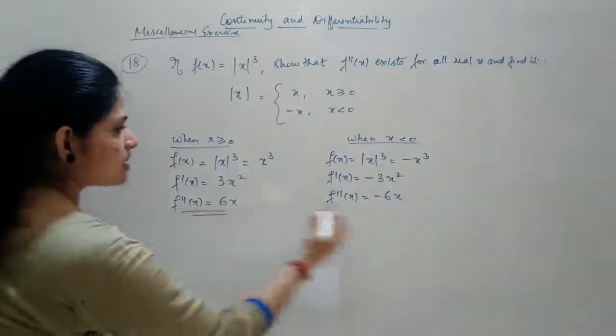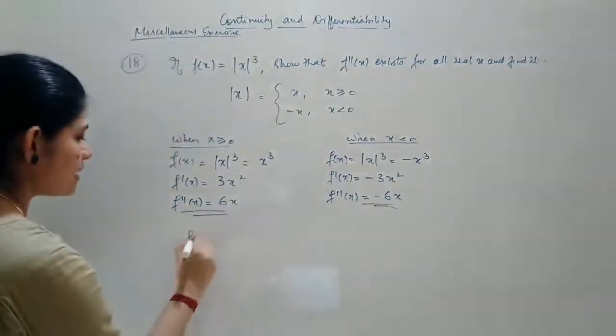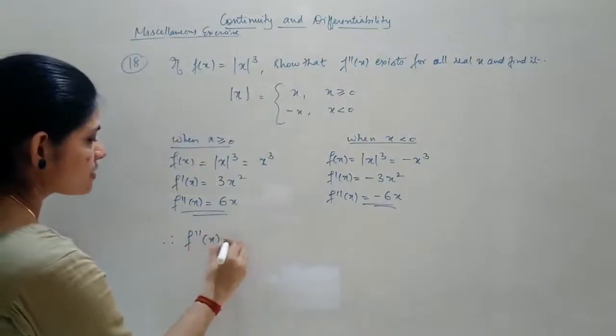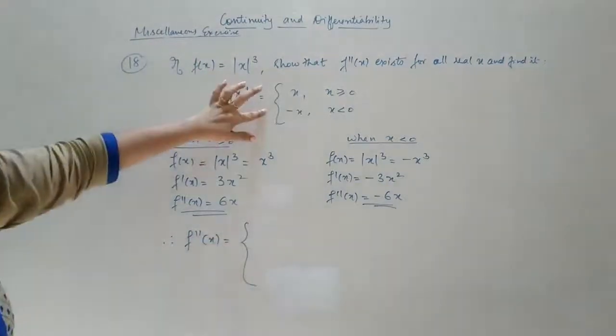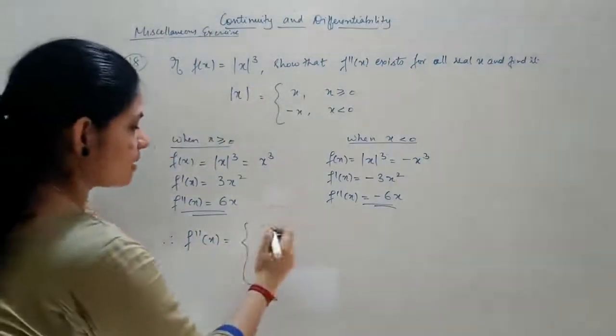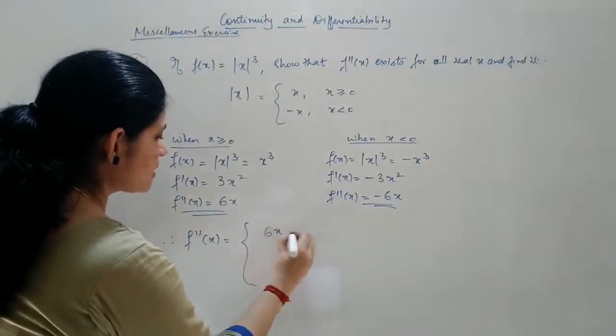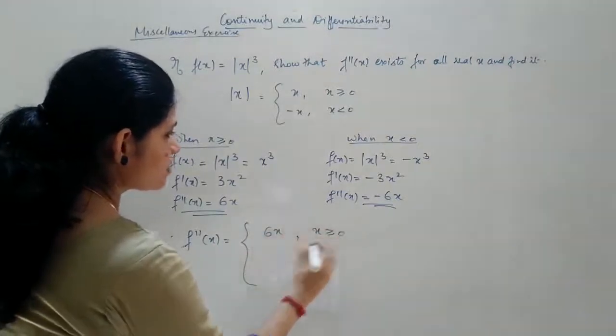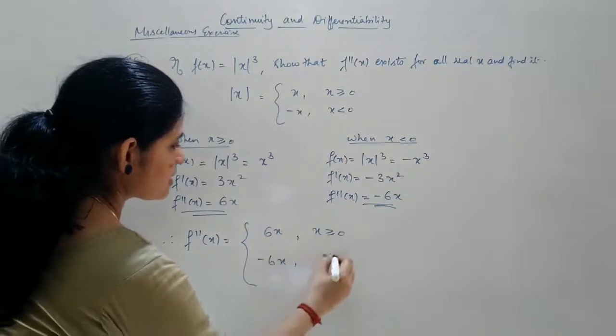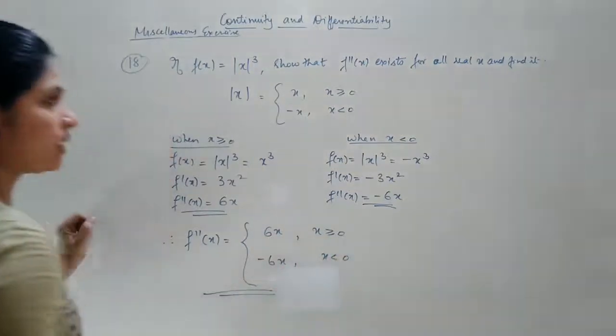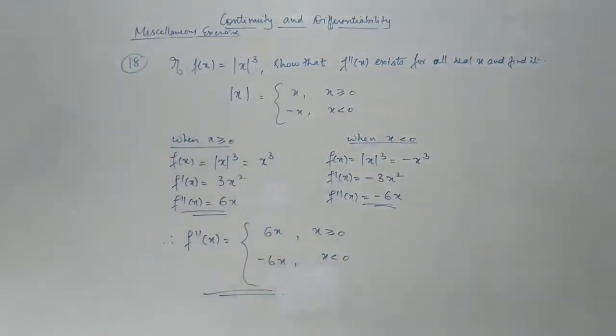So combining these two, we will write f double dash of x as we write in mod x. Since it has two values, we are splitting and writing. It is 6x when x is greater than or equal to 0 and minus 6x when x is less than 0. Okay, this is your f double dash of x.